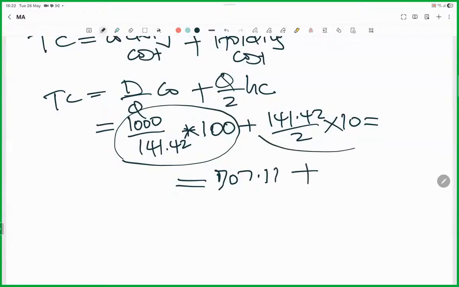What about this one on its own? 707 point. Is it a coincidence? Why are they the same? At EOQ, ordering cost will always be equal to holding cost.